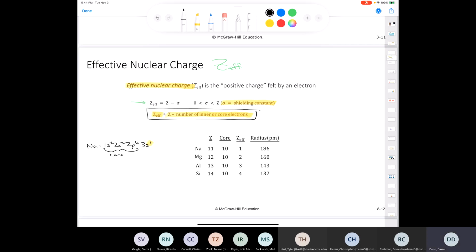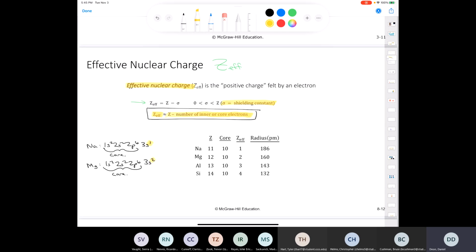We're not going to do this for all of these, but if we look at magnesium, the same thing applies. 1s2, 2s2, 2p6, 3s2. These are the core electrons. There are 10 of them. How many valence electrons do we have? We have 2, and the total number of electrons, or our atomic number, is 12. 12 minus 10 is 2, and so the effective nuclear charge is 2 for those valence electrons of magnesium.